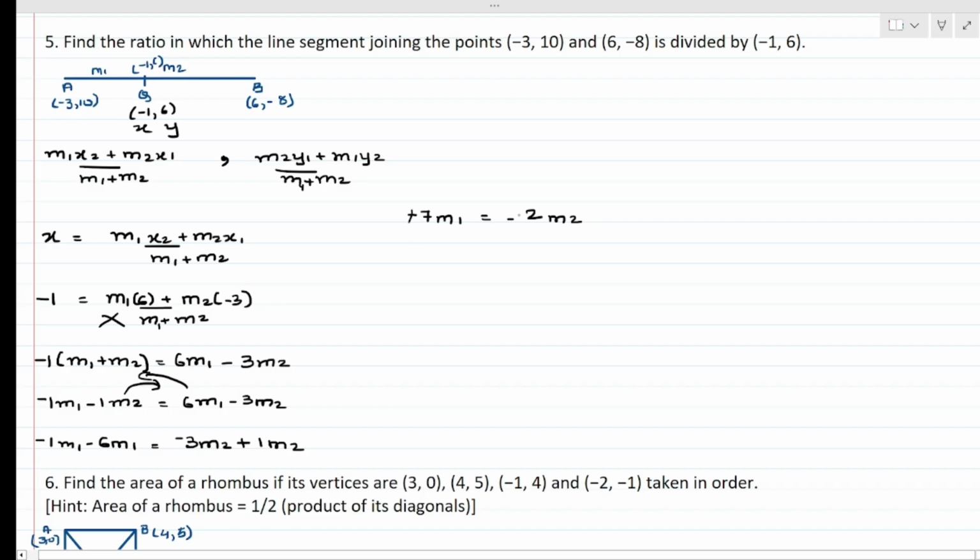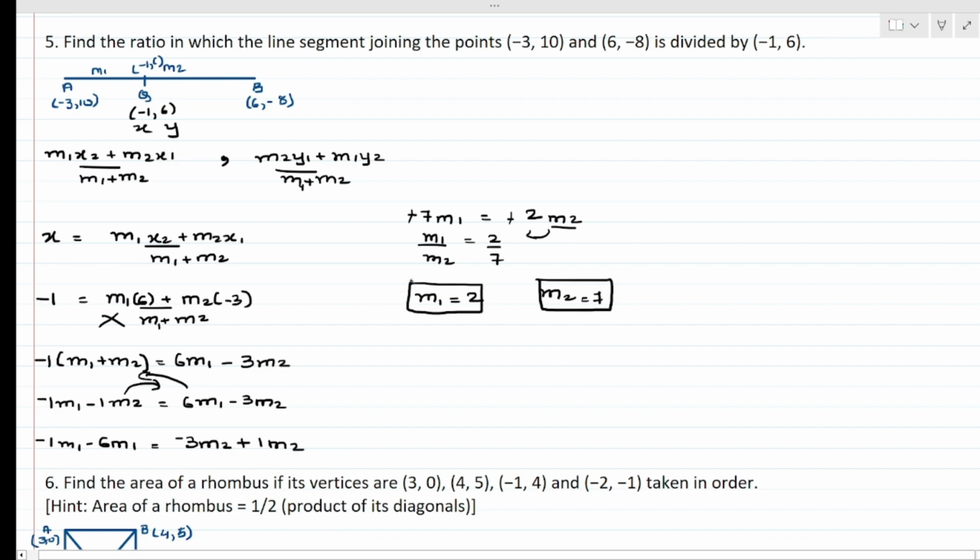That means this minus and minus get cancelled. If I am substituting this M1 over there, that means M1 upon M2 will be equal to 2 upon 7. That means the ratio, my M1 is equal to 2 and my M2 is equal to 7. This way I got my answer of M1 and M2.